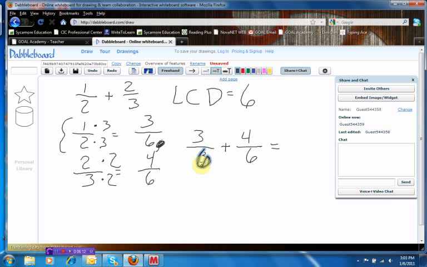And then when you're adding and subtracting fractions, just keep the same denominator and either add or subtract the numerators. So in this case, since we're adding, we add 3 plus 4, 7. That is our final answer. Does that make sense?